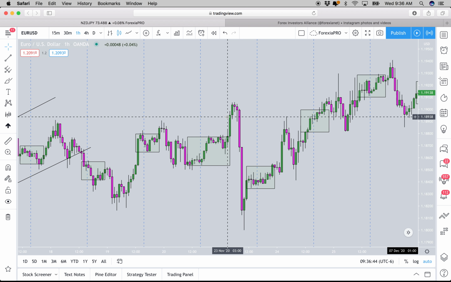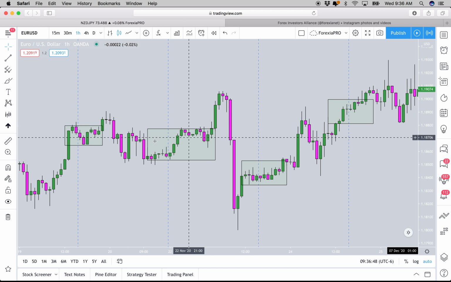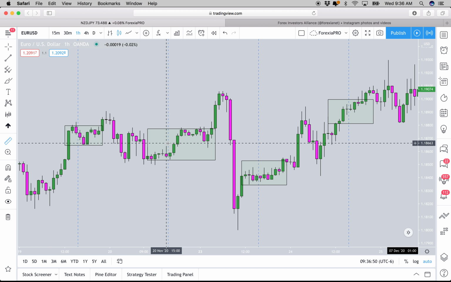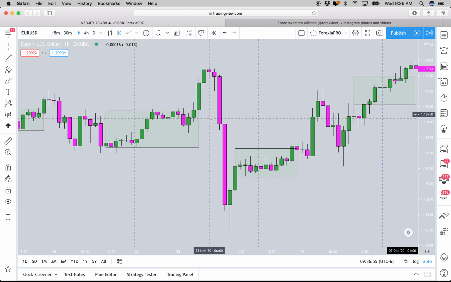Once you understand this, you become the banks. You start riding their positions. You see, okay, this is the breakout of Asian session consolidation, right?